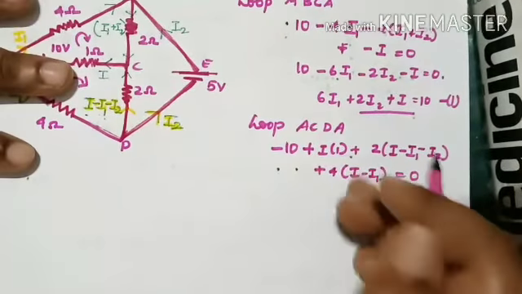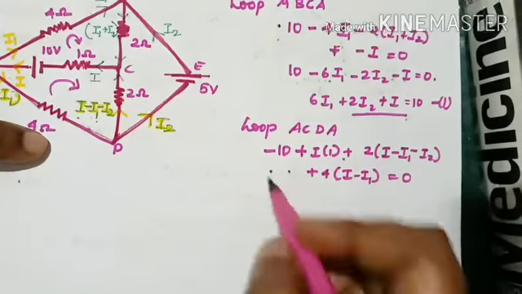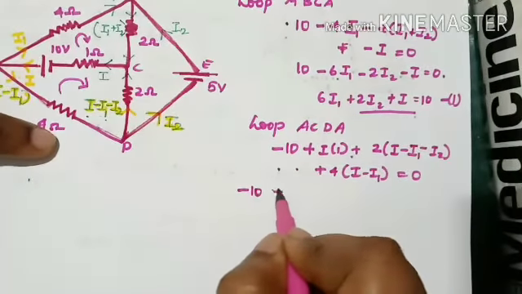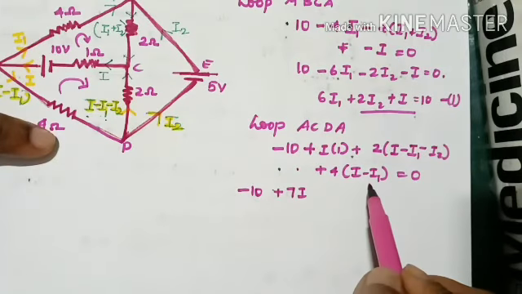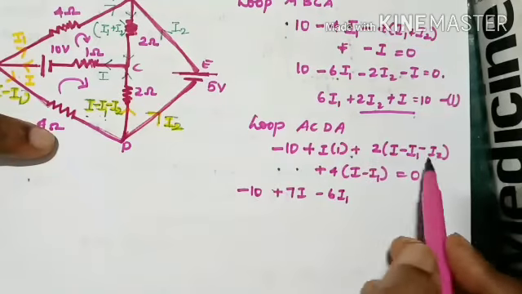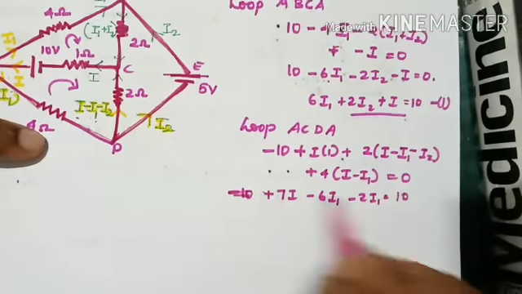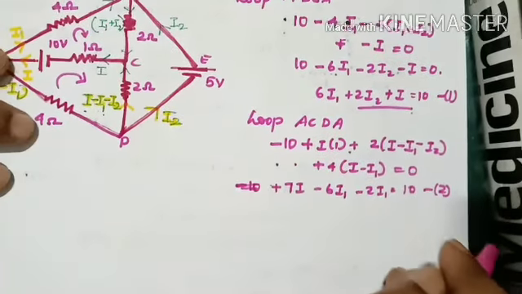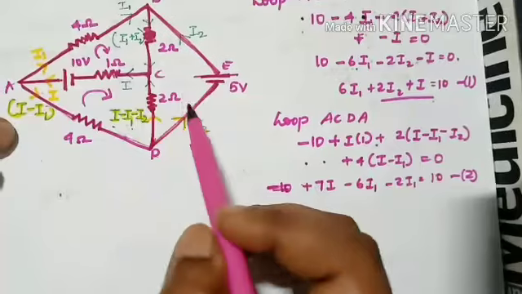Now you just have to rearrange. In the I terms, there are 2I, that is 4, so 6I, 7I. So minus 10, then plus 7I. Then there is minus I1, minus 2I1, minus 4I1, that is minus 6I1. Then there is I2, that is minus 2I2, equal to 10. I will bring this 10 here. Let's make this the second equation. Clear?